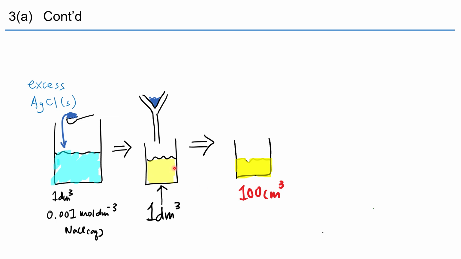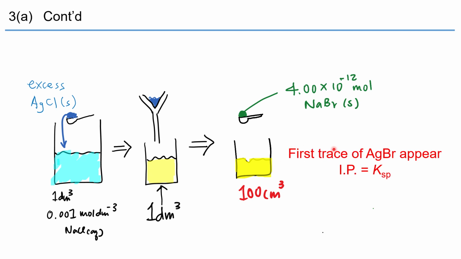Now, to this 1 dm cube filtrate, which we have established what is present inside, you take out 100 cm cube of the filtrate. And to this 100 cm cube, like what the question told you, you added in 4 times 10 minus 12 mole per dm cube of NaBr solid. This is when the first trace of your silver bromide appears. Take note, the moment you start to have precipitate, it means that the IP will be equal to or greater than the KSP. So the minimum criterion is your IP must be equal to KSP.